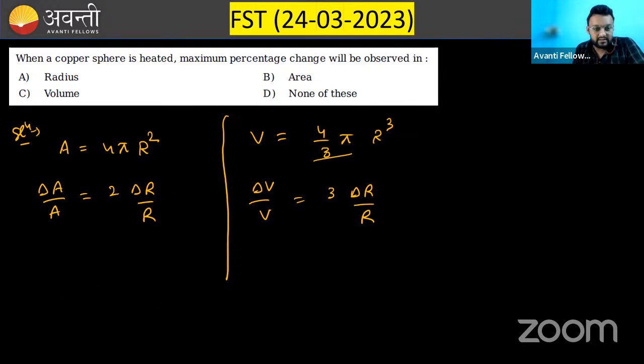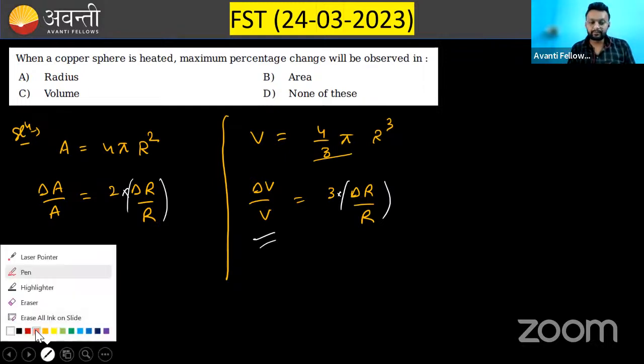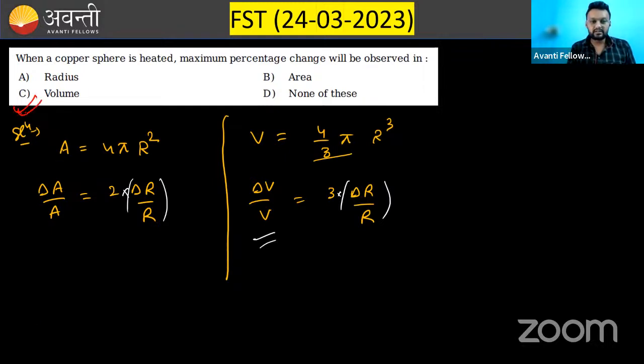Now, in this case, you can see that the change in area is 2 times the change in radius. The change in volume is 3 times the change in radius. So in which case is more change observed? You can see that in case of volume, maximum change is observed. So the option is C.